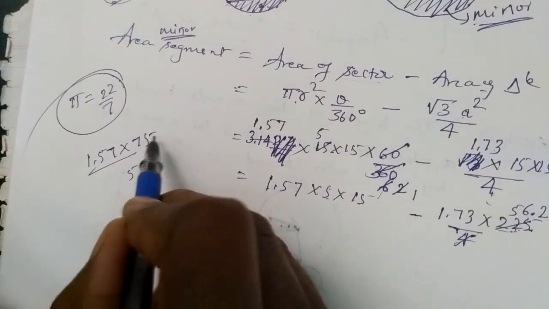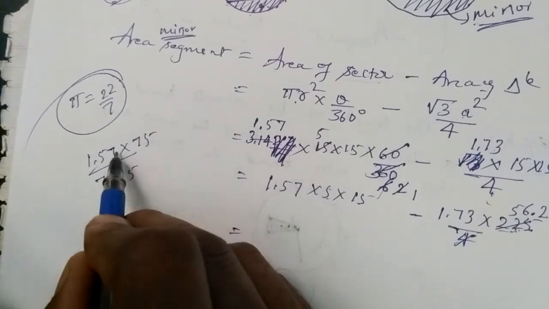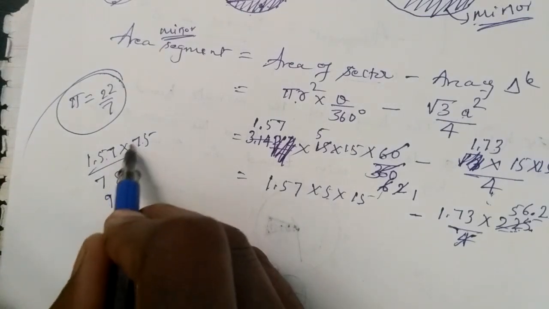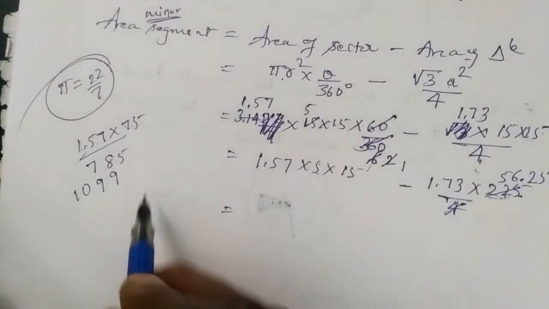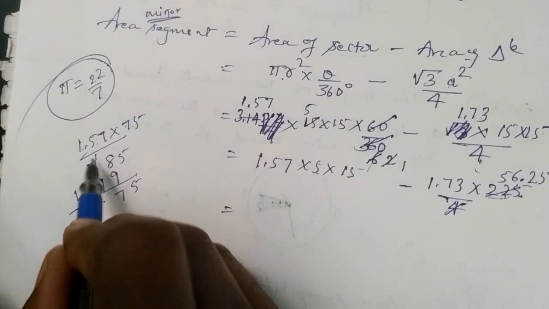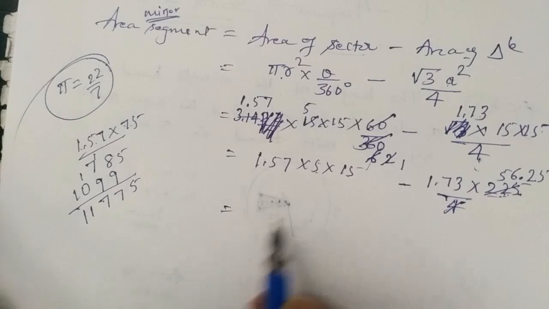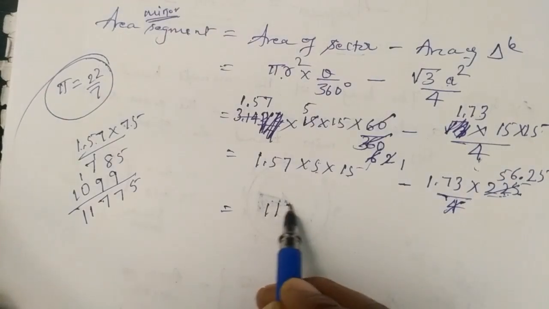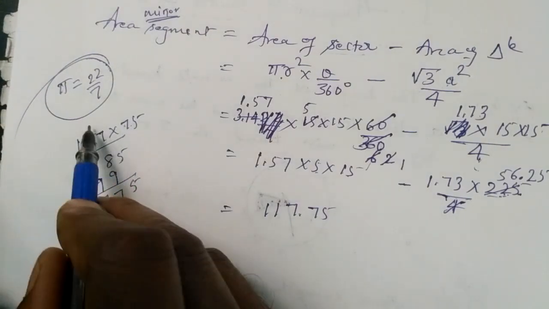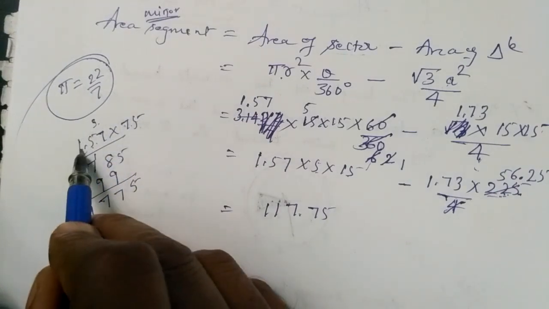So 5 7s are 35, 3 carry 5, 5 5s are 25, 3 is 28, 2. Then 7 7s are 49, 4 carry, 5 7s are 35, plus 4 is 39, 3 carry. It is 10. Add: 5, 7, here 16 plus 1 again 7, and 1 1 1. So we write here 117.75. I'll check again.